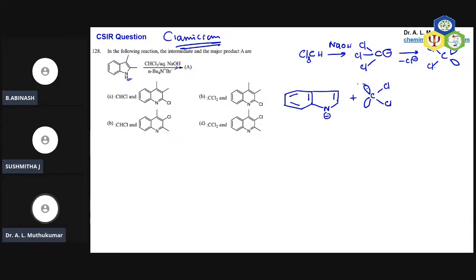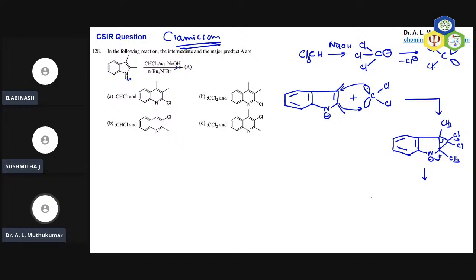Now this anion reacts with this dichlorocarbene. I have already explained that a cyclopropane ring will be formed. Here you have a methyl group, here also a methyl group. On the cyclopropane ring you have a Cl, here another Cl, and a methyl group here and one more methyl group here. Now this anion will come here, this carbon-carbon bond will be broken, and Cl minus will be leaving.